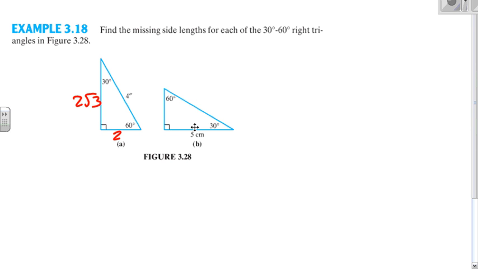In example B, we're given the long leg, and we need to find the short leg and the hypotenuse. Well, the long leg is usually the one that has a square root of 3 with it, but this given triangle does not have a square root of 3 there, which means in order to get the short leg, we actually need to divide by square root of 3, because that's the only difference. The long leg is the square root of 3 times the short leg. So divide by square root of 3 to get the short leg.